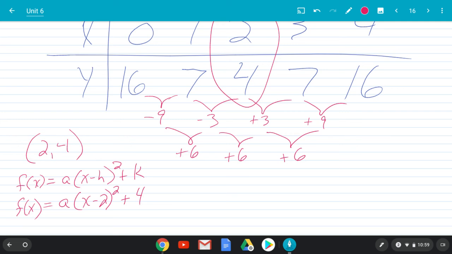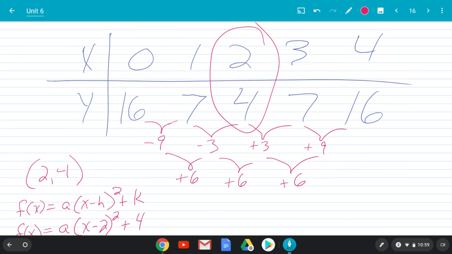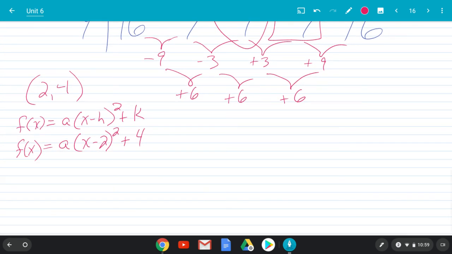Now what? Now let's pick another point. Doesn't matter what point. Just pick one. I'm just going to go with 3, 7. Now I'm going to plug the point 3, 7 in for x and y. Remember, my f of x is y, right? So 7 equals a times 3 minus 2 quantity squared plus 4.